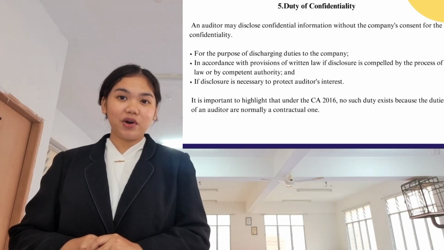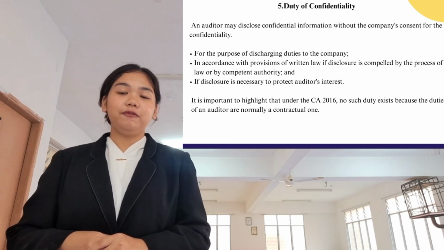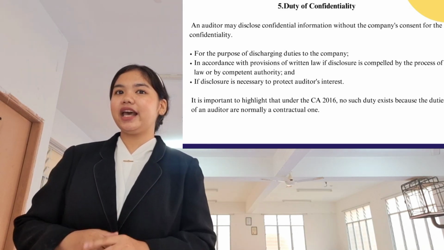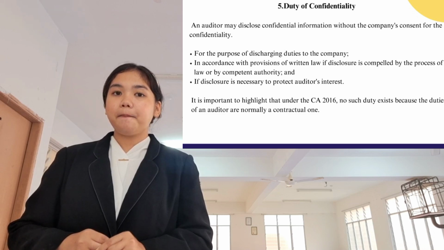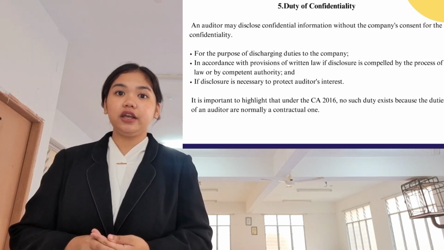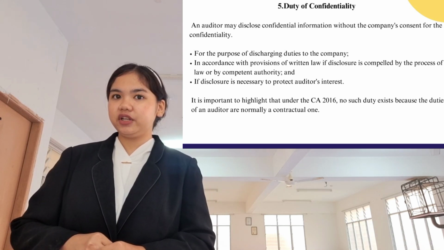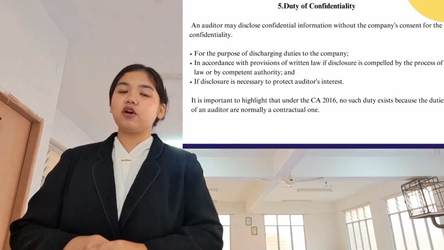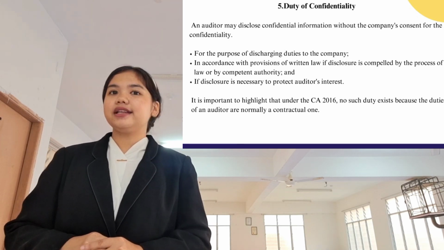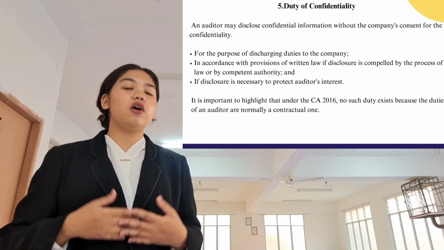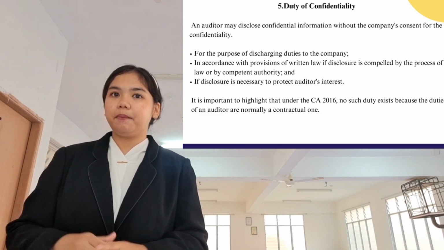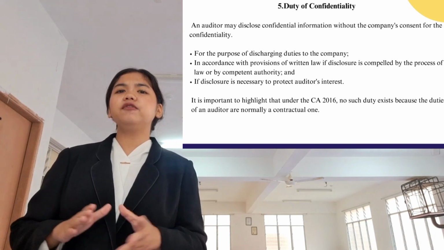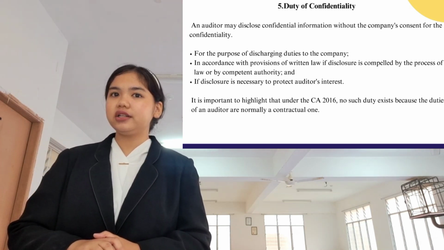Last part for the auditor's powers and duties under common law. Duty of confidentiality. An auditor may have to protect sensitive financial information, maintain client trust, and comply with legal obligations. But an auditor may disclose confidential information without the company's consent only in the following situations. The first is for the purpose of discharging duties to the company. The second is in accordance with the provision of written law, if disclosure is compelled by the process of law or by a competent authority. And the last is if disclosure is necessary to protect the auditor's interests.